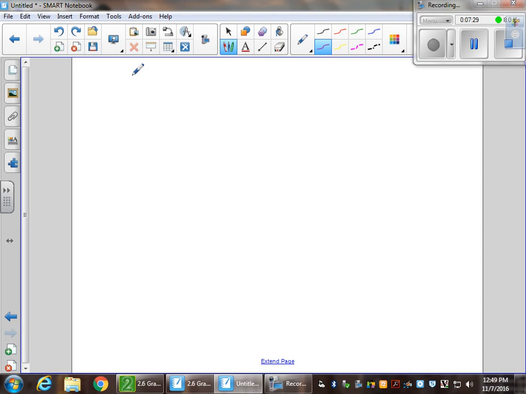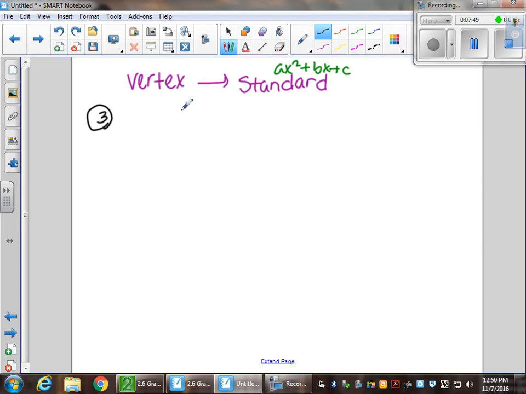Now we're going to practice vertex to standard. Again, when we hear standard, mentally, ax squared plus bx plus c is the goal. So this will be number 3. Given f of x equals 3 times x plus 4 squared minus 9, my job is to rewrite this from vertex form into standard form. Any thoughts?